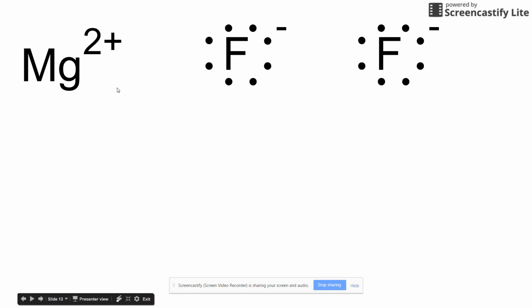Positive and negative will attract. So you have 2 negative charges and 2 positive charges, and this will be the dot structure.